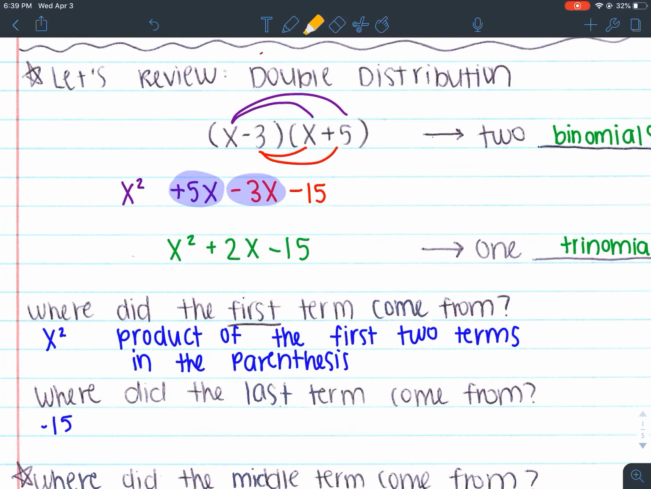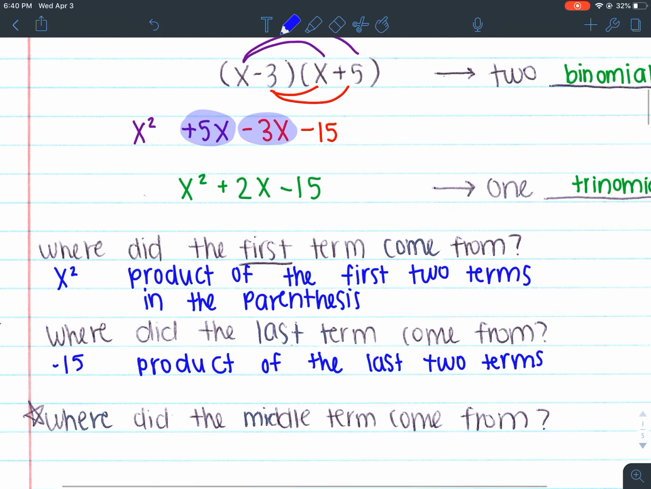What did I multiply to get negative 15? I multiplied the negative 3 and the positive 5. So then I multiplied the last two terms of our binomials. So this is a product of the last two terms in the parentheses.